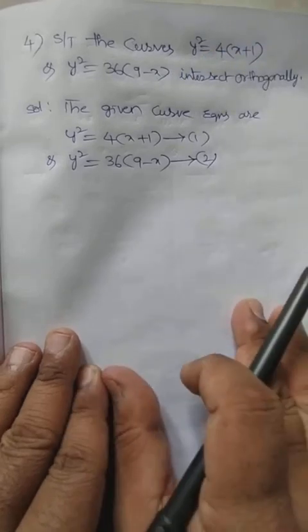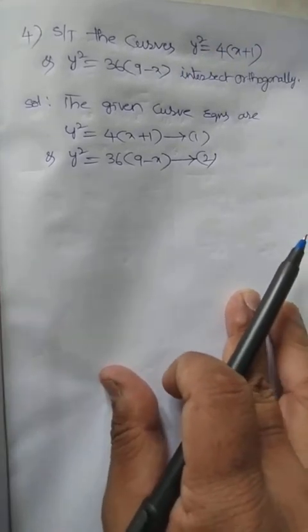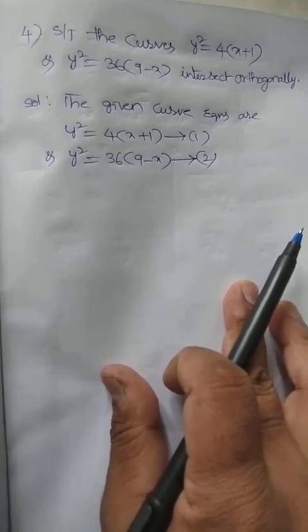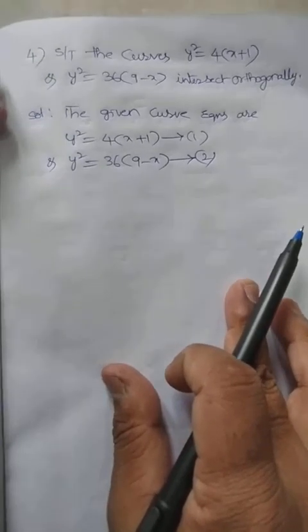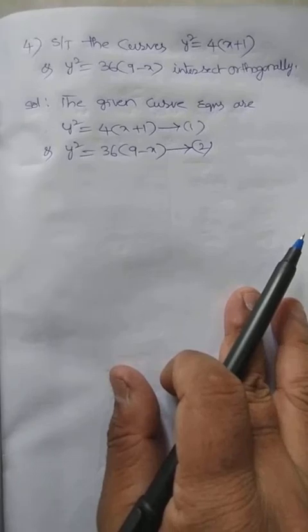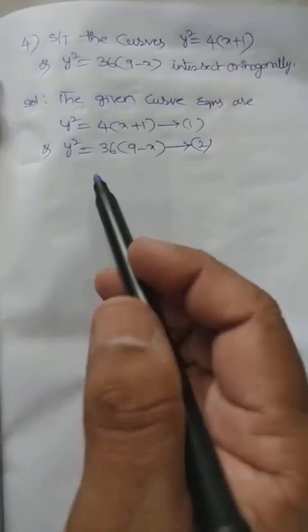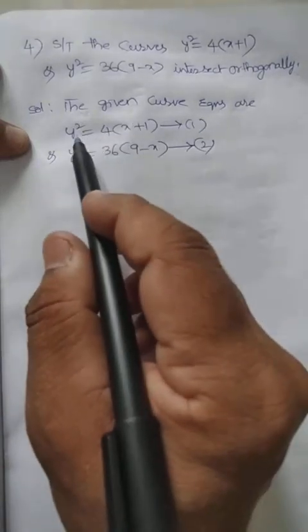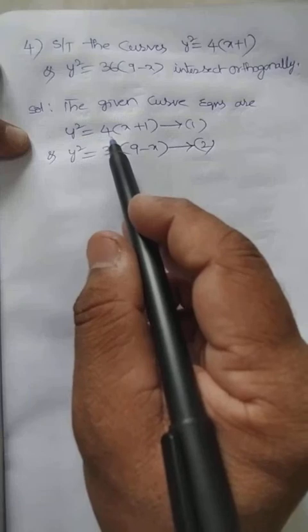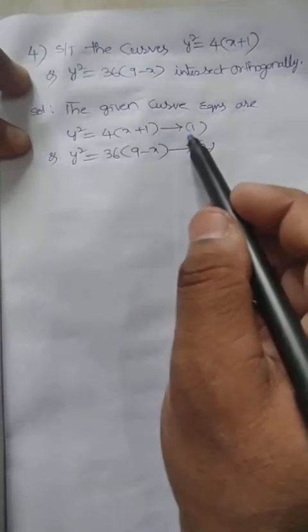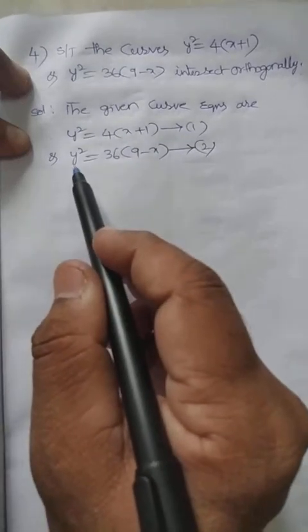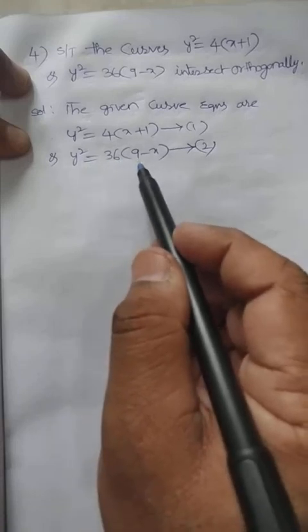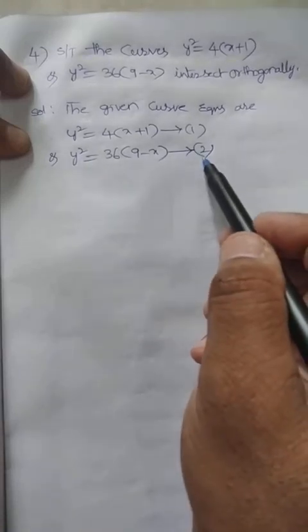We have to show this, and he has not given any point of intersection of these two curves. So first we have to find the point of intersection where these two curves are intersecting together. So in the solution, the given curve equations are y square is equal to 4 into x plus 1. This is equation number 1. And y square is equal to 36 into 9 minus x. This is equation number 2.